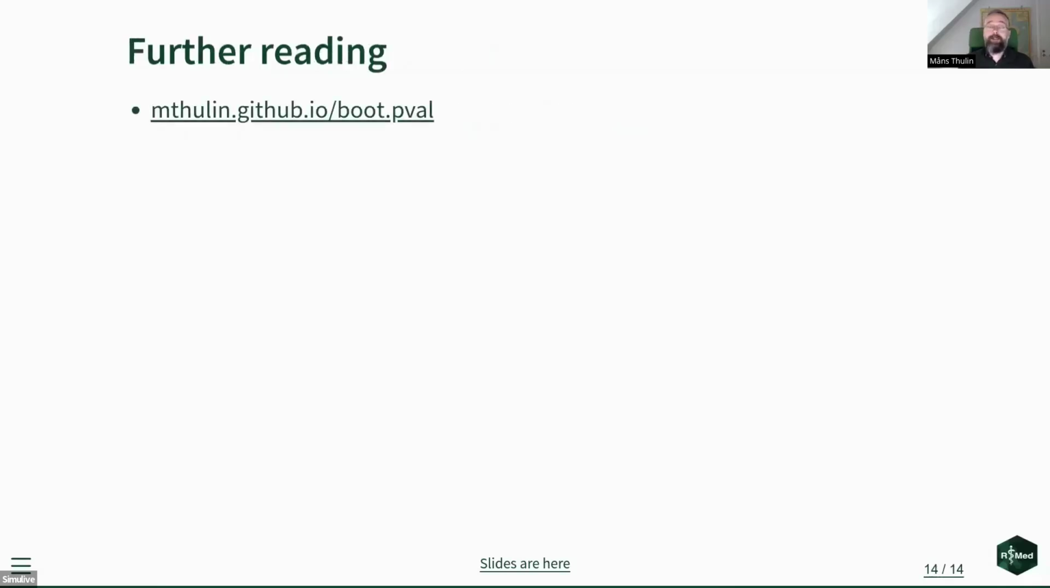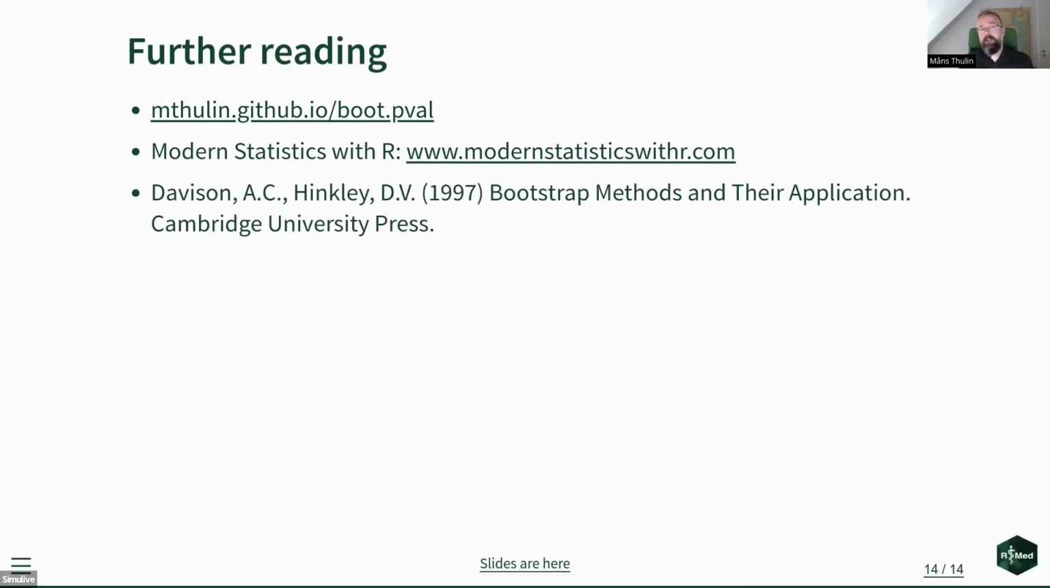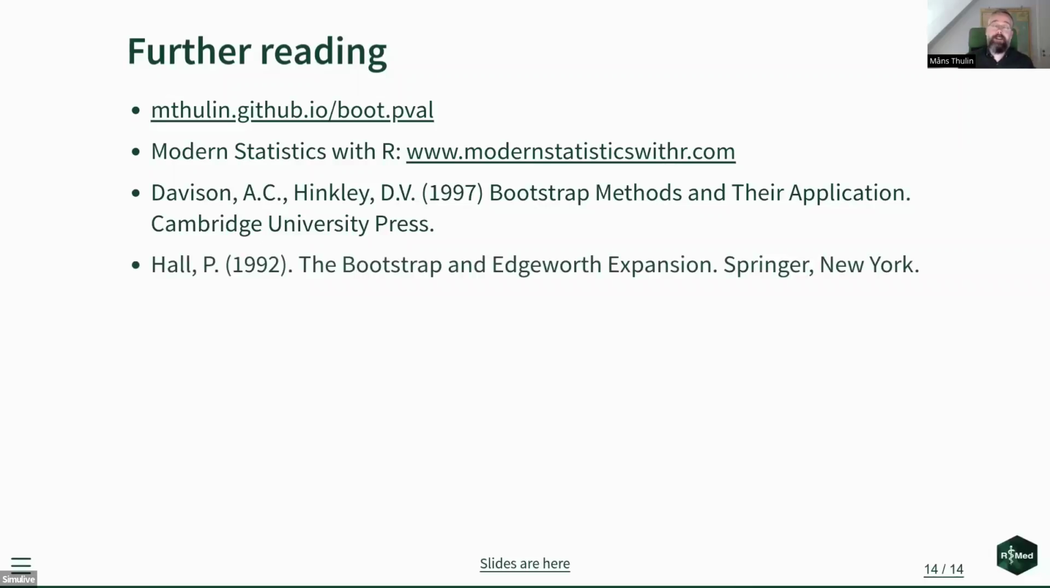So that's first on my list of further reading. You can also have a look at my book, Modern Statistics with R, where there are plenty of examples of how to apply this to different kinds of regression models. And if you want to learn more about the Bootstrap, I recommend the book by Davison and Hinkley from 1997, which covers the practice of the Bootstrap. If you want to go into the theoretical details behind it, I highly recommend the book by Peter Hall from 1992, which covers all of those nitty-gritty mathematical details.